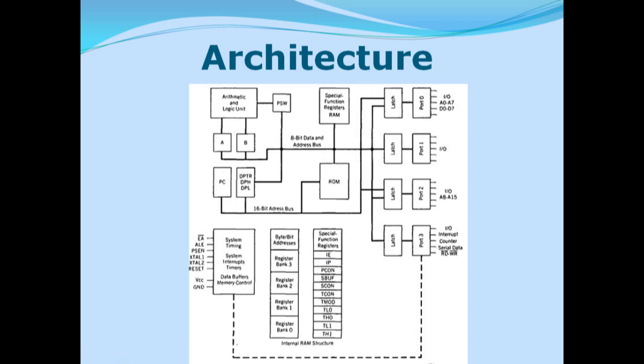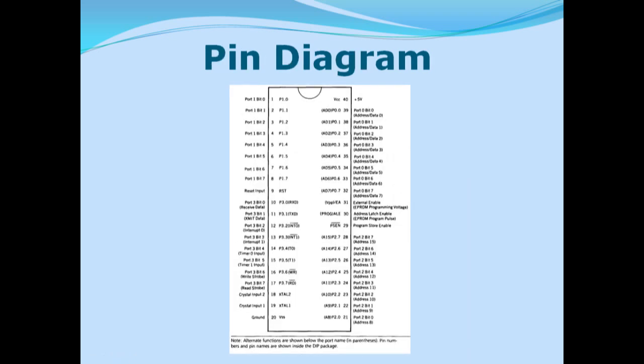With this basic idea of the architecture, let's see how this is packaged as a chip. Here you can see the pin diagram of 8051, which is in a DIP package, that is dual inline package, with 40 pins. Pin number 20 and pin number 40 are used for biasing the chip, that is VCC and ground. Pin number 20 is ground and pin number 40 is connected to VCC, that is 5 volts.